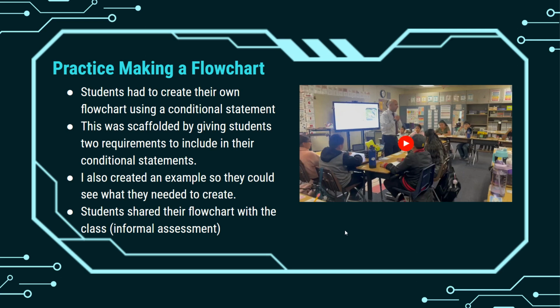The students built conditionals, and then they shared them out. This way, I could see their flowcharts and also hear them amongst the class. And that was kind of an informal assessment for me. They were sharing with each other. They were communicating their flowcharts, and their answers were super creative.